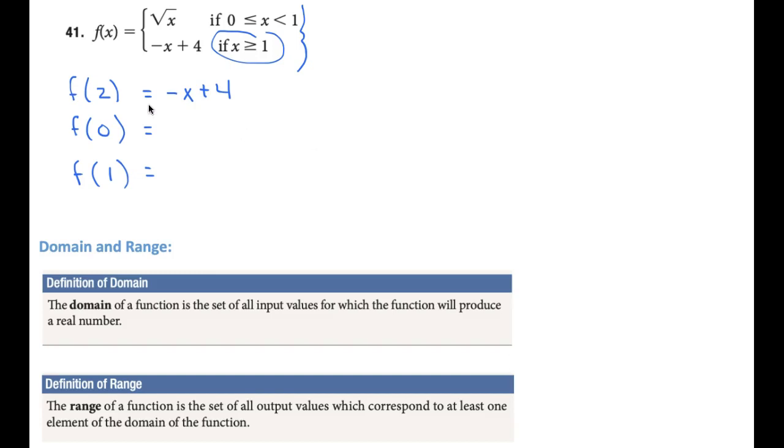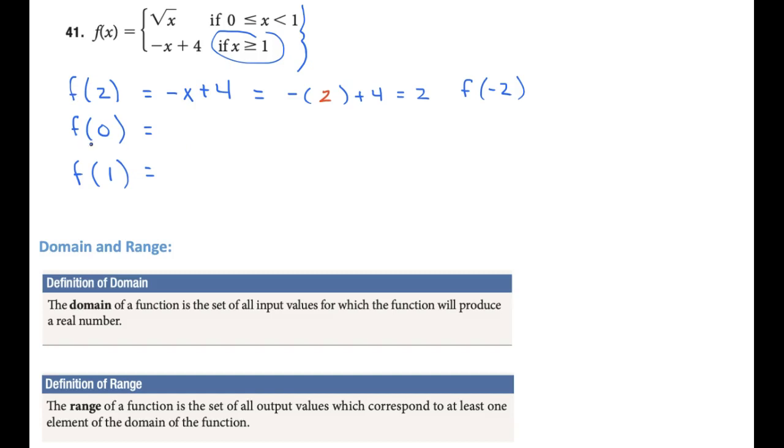Okay, so that means we're going to choose this one, but then we still have to plug 2 in. So we get negative, and if there's an x, I'm going to put a 2, and then I'm going to add 4. So I get negative 2 plus 4, which is just 2. And I realized that I actually needed to do f of negative 2. So we're going to do that one last, and I'll just continue on with these.